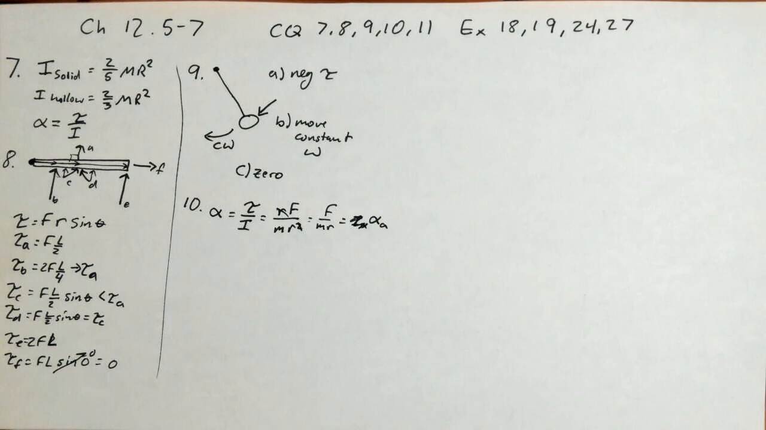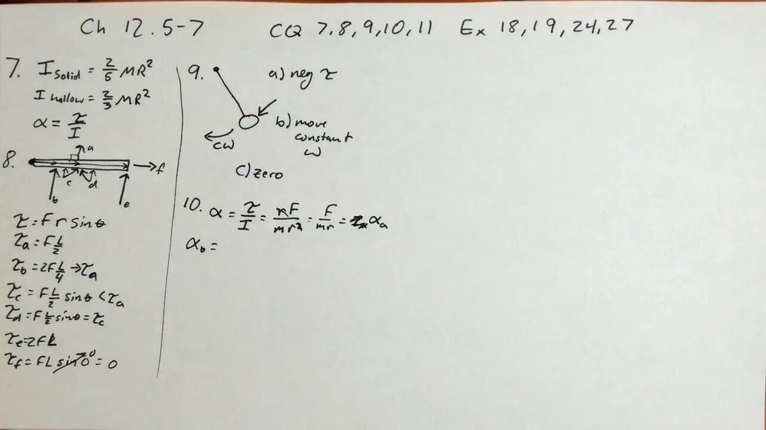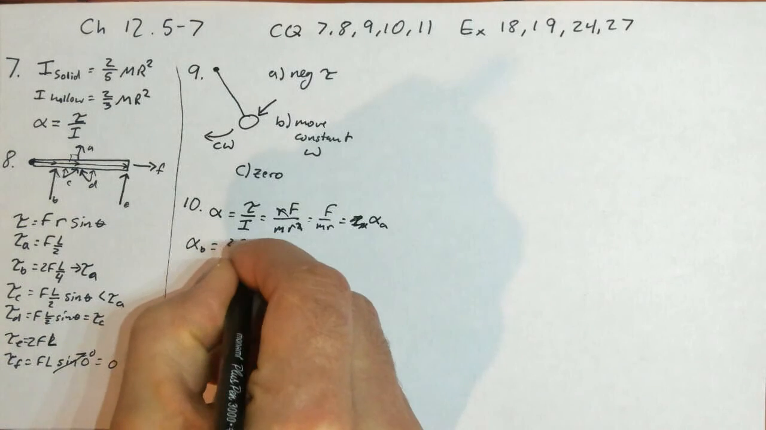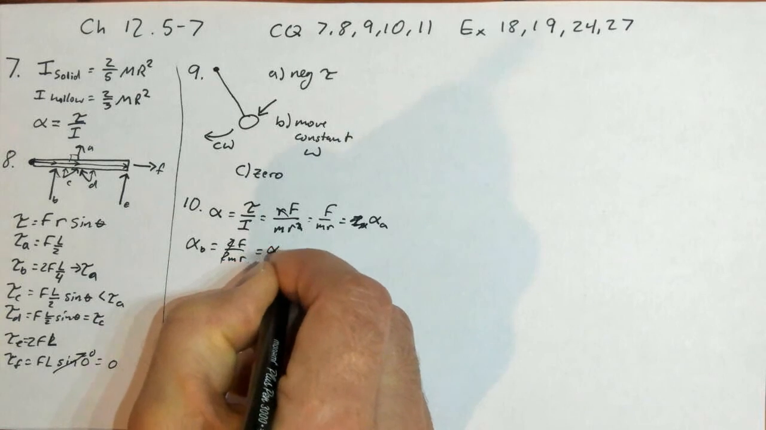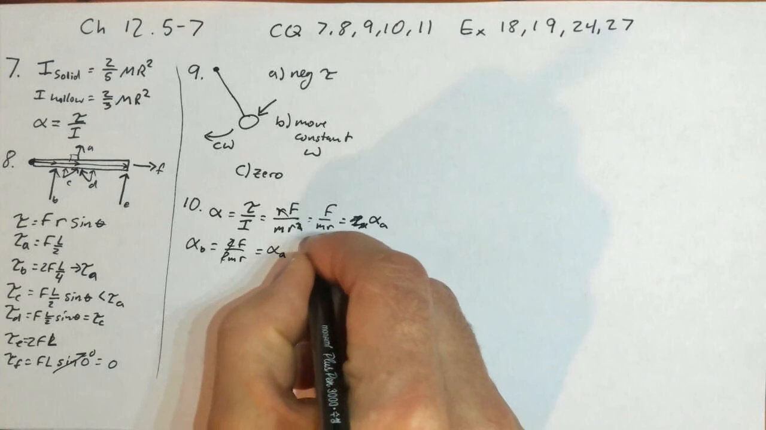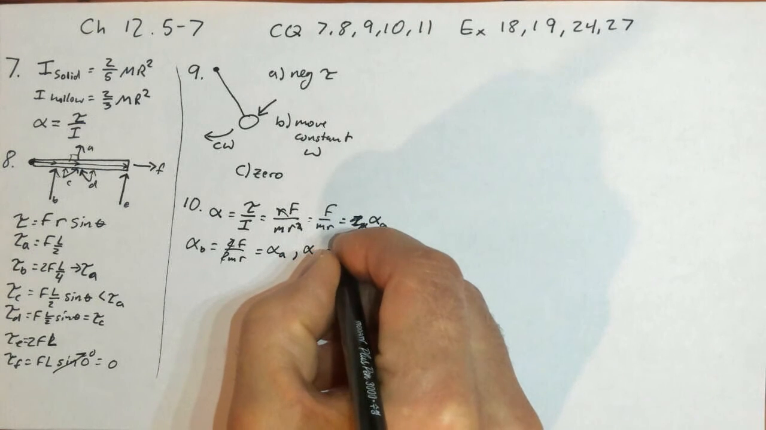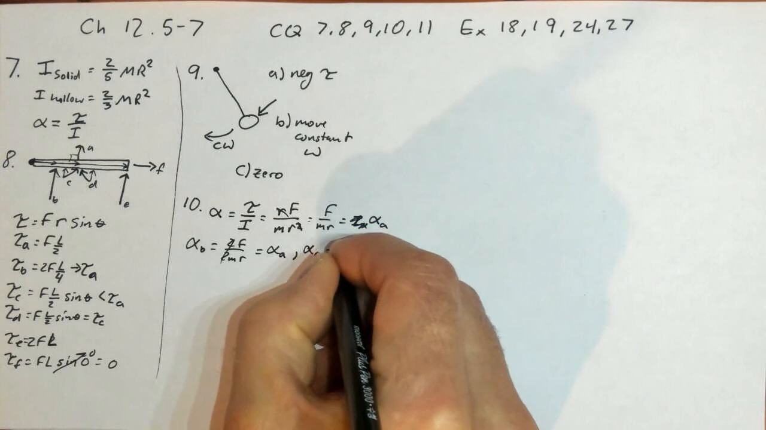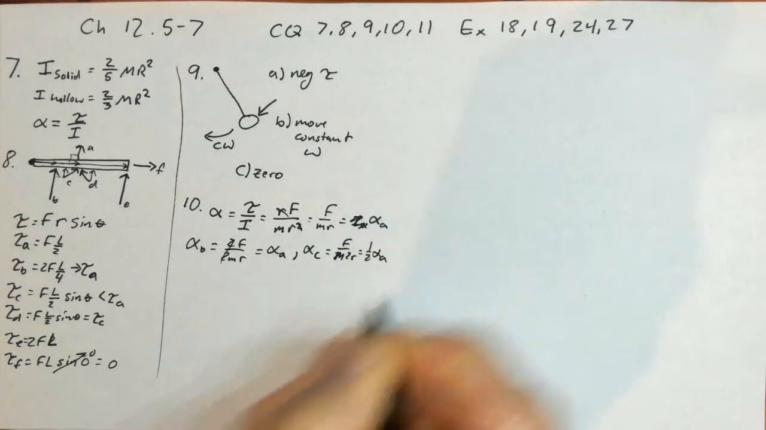So what about B? What is alpha B? Well, it's twice the force and twice the mass. We have 2F over 2M times R. The 2's cancel. That's the same thing as alpha A. Well, what about alpha C? We have twice the radius, but same mass, same force. So that's going to end up being F over M 2R, which is 1/2 alpha A.